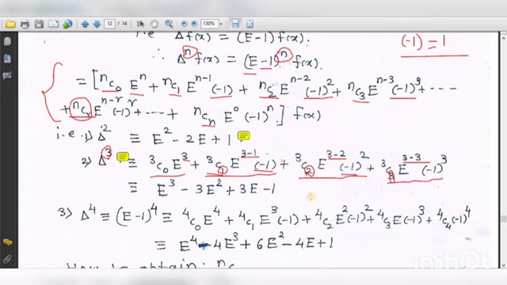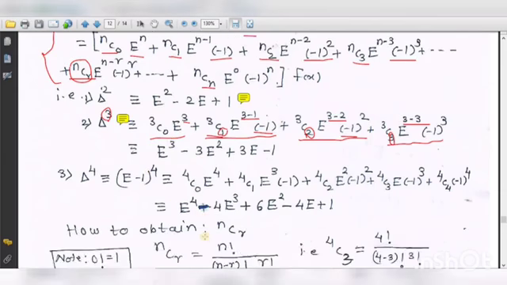That is a property of the expansion. You will get 1 term extra. If it is delta raised to n, then every time you will get n plus 1 terms in the expansion. So now I will find the values of these binomial coefficients, and I will tell you how to find these values. Here 3C0 is 1.